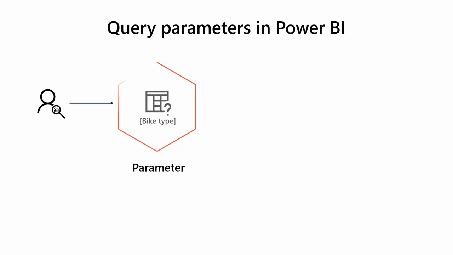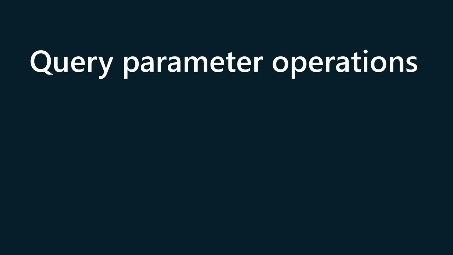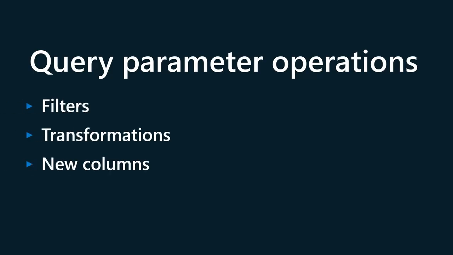Query Parameters in Power BI is a powerful feature that allows users to input a value, which is then used in the data retrieval process from a data source. Essentially, it's a placeholder for information that can change. The query parameter can be used in various operations, such as filters, transformations, or creating new columns and tables. Let's explore some possible uses of query parameters at AdventureWorks.